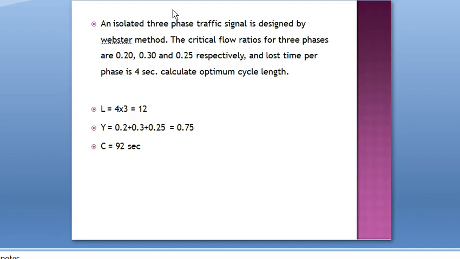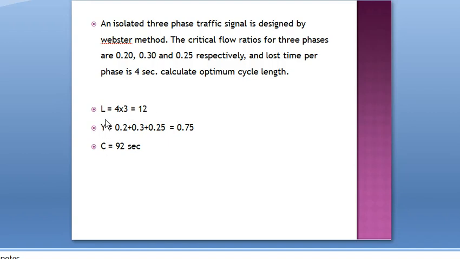So for calculating the optimum cycle length, the equation is (1.5 L plus 5) divided by (1 minus y). So we have to calculate the loss time L and the critical flow ratio y. First step, we have to calculate the loss time. The data given is the loss time per phase as 4 seconds. Here the total number of phases is 3, therefore the total loss time is 4 into 3, that is 12 seconds.